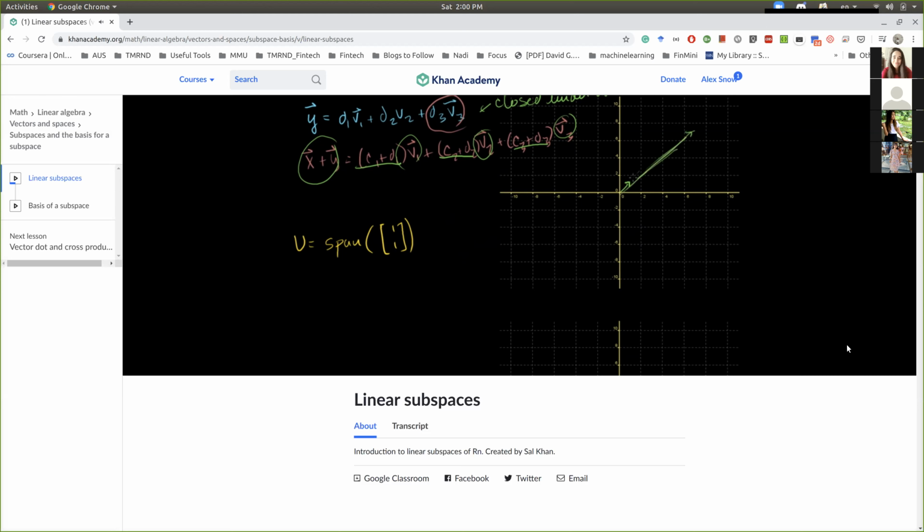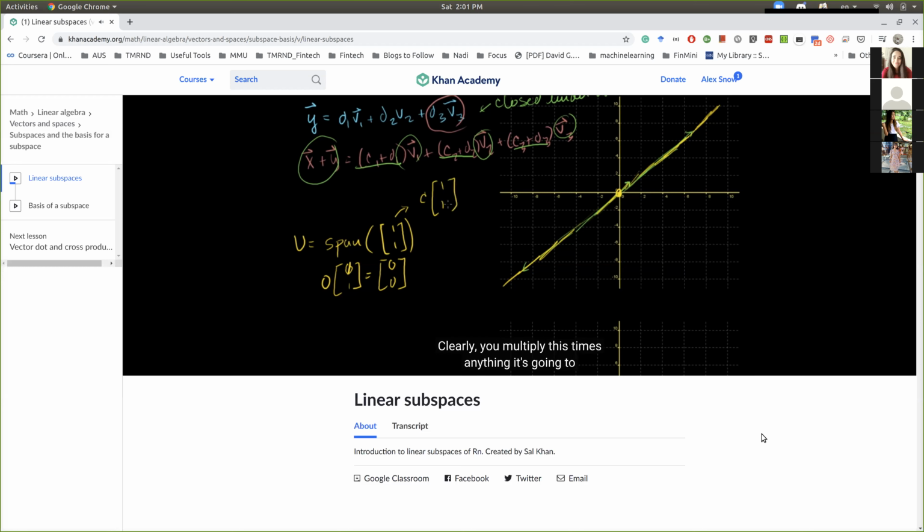The span is just all of the different scales of this, and if there were other vectors, you would add it to those as well, but this is clearly going to be the 0 vector. So it contains the 0 vector. Is it closed under multiplication? Well, the span is the set of all of the vectors, where if you take all of the real numbers for C and you multiply it times 1, 1, that is the span. So clearly, you multiply this times anything, it's going to equal another thing that's definitely in your span.